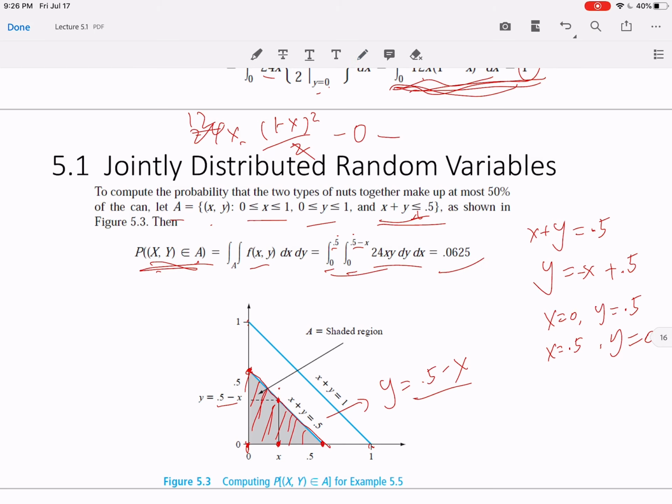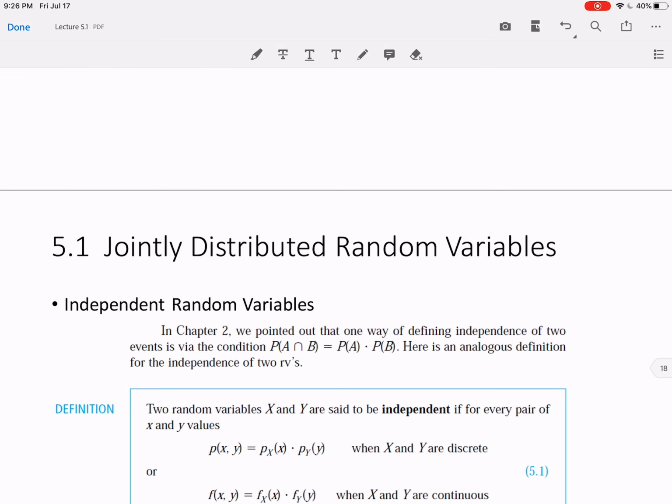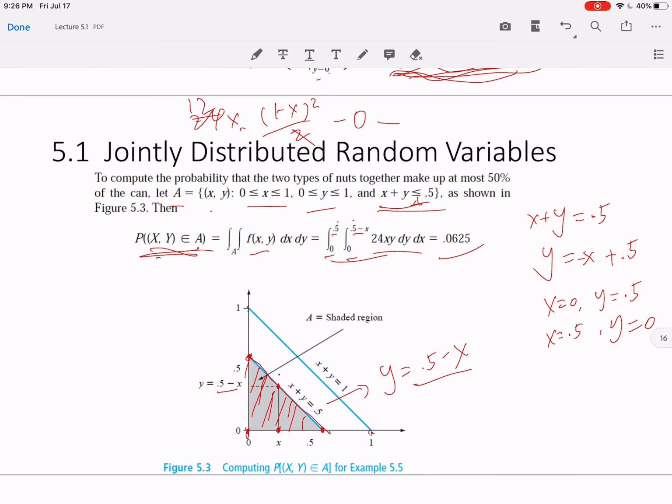And this is how we find the probability of the outer pair in this region A. And this is very important. Once again, you would definitely see something like this on the test or in the homework problems. The key point of this kind of problem is to find the boundaries of y. Once you find the boundary of y, after that it's just some basic calculations.